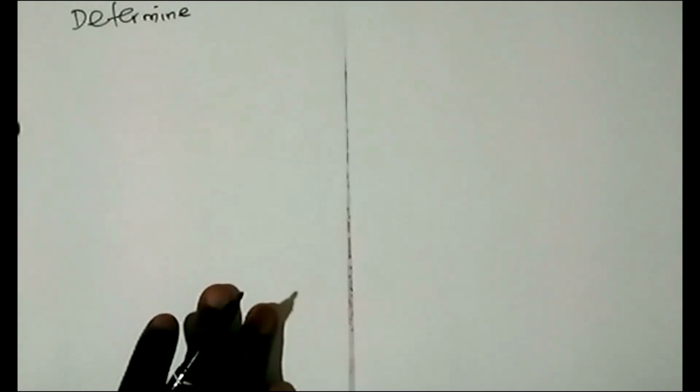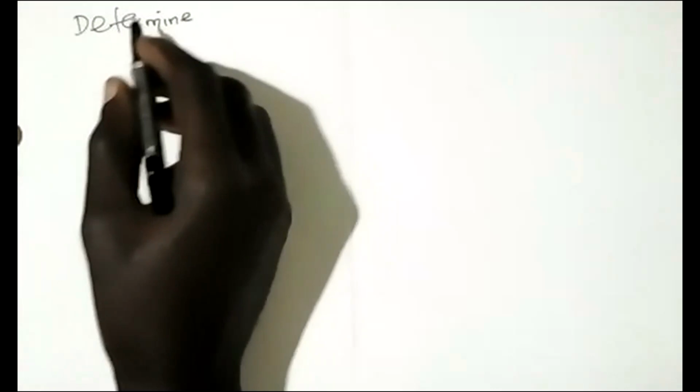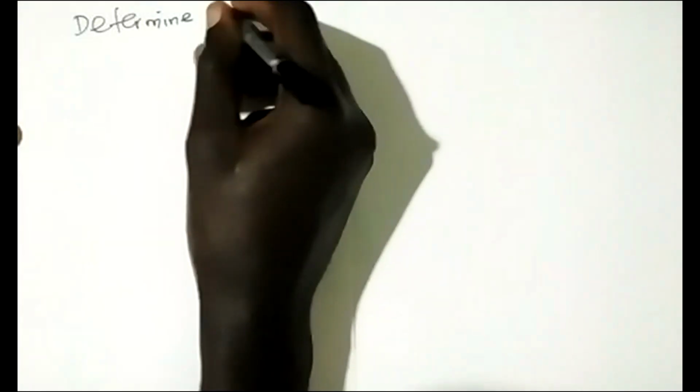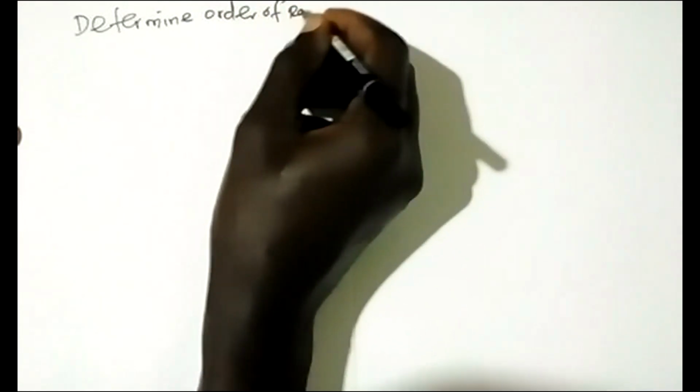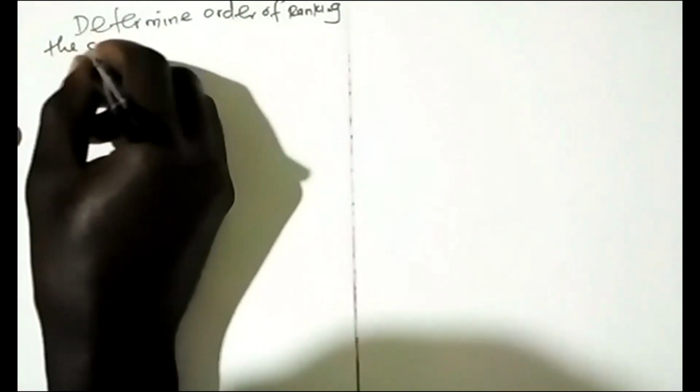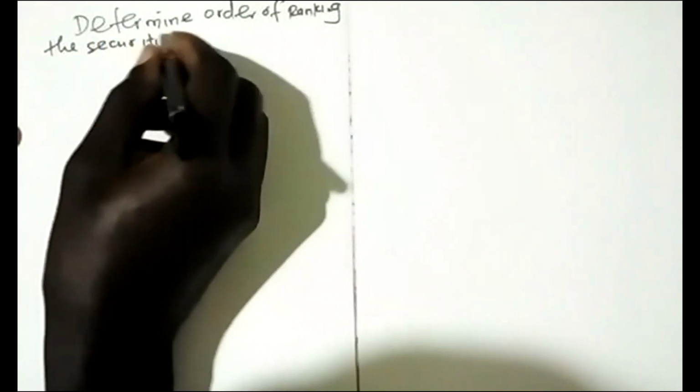So what you do, you determine the order of ranking the securities, and you rank from the least risky. The security which has the least dilutive effect on the basic earnings per share, not the diluted. The one which has a dilutive effect on the basic earnings per share. So determine the order of ranking the securities.